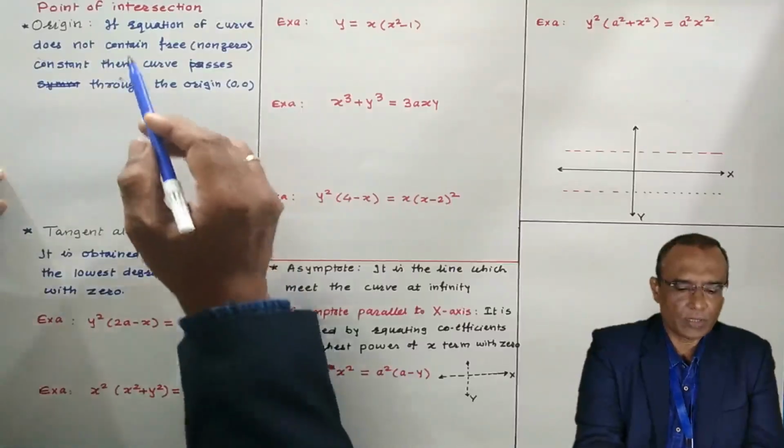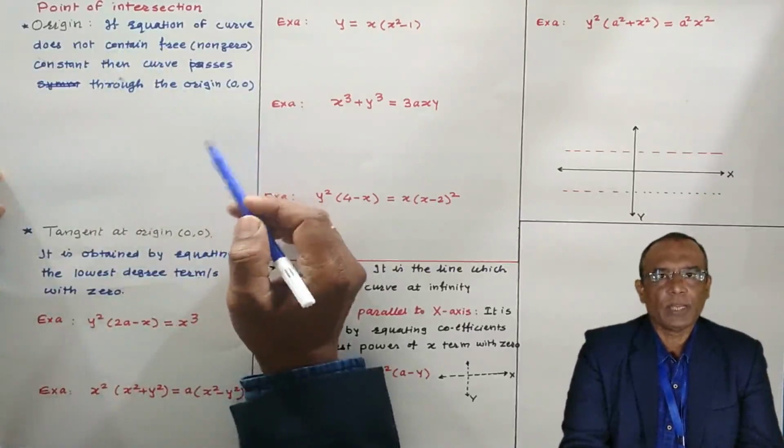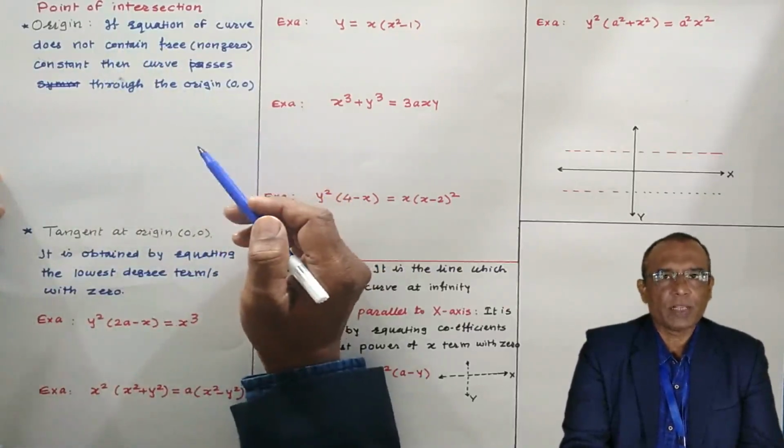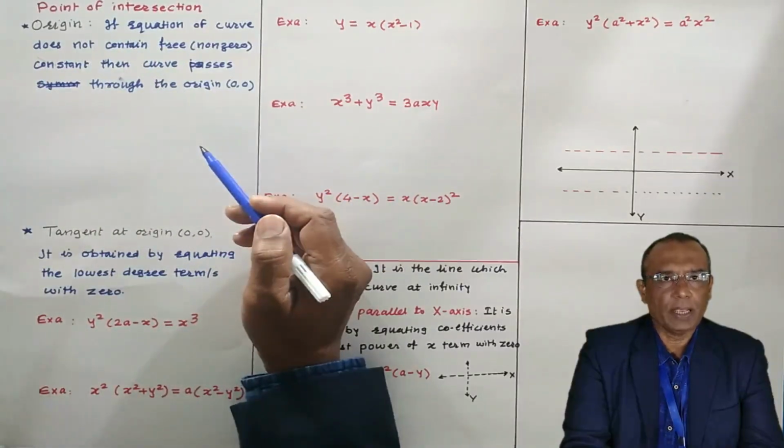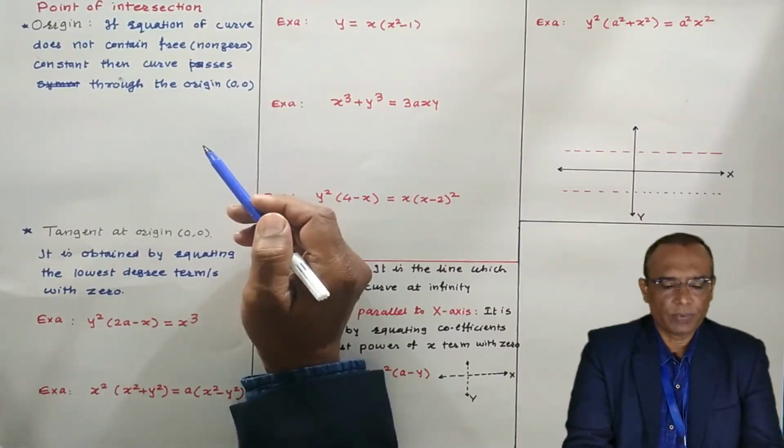Now, the next characteristic of the curve, that is the point of intersection. Okay, when you trace the curve, it may intersect with any line. It may intersect with x-axis, y-axis or any line. Or it may pass through the origin. It may touch the origin. The x-intercept you can easily find out by putting y equal to 0 in the equation of the curve. Y-intercept also you can easily find out by putting x equal to 0 in the equation of the curve.